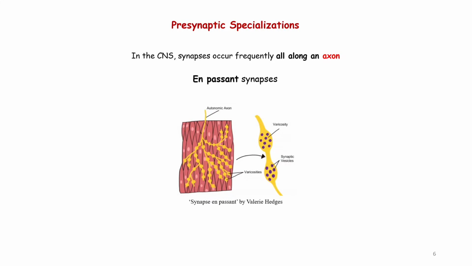As you can see, these axons are highly branched, not like the motor neuron axon. And all along the length of the axon, there are some button-like structures. These are not axon terminus, but are called varicosity, which are loaded with synaptic vesicles.